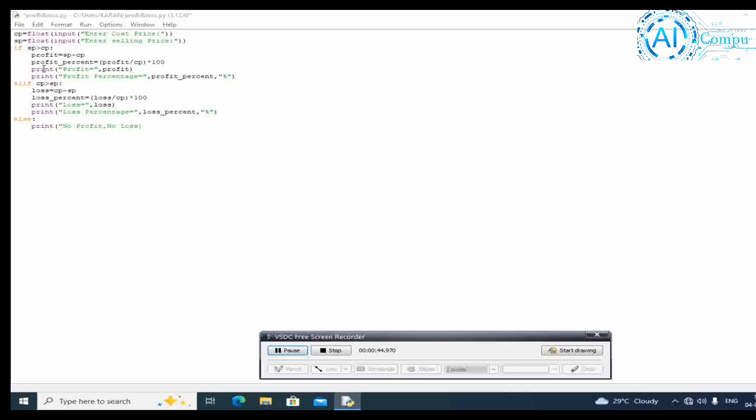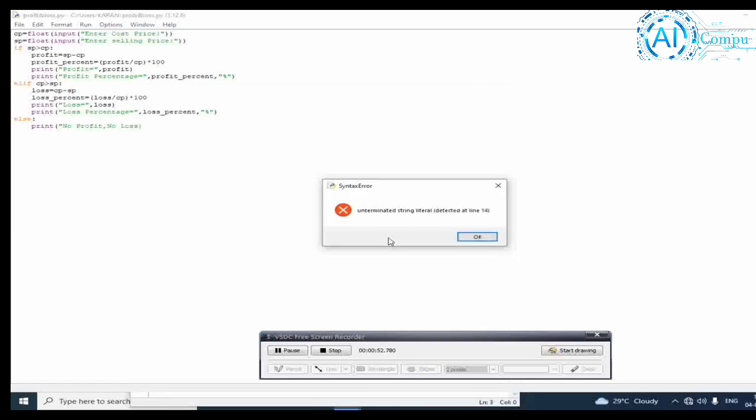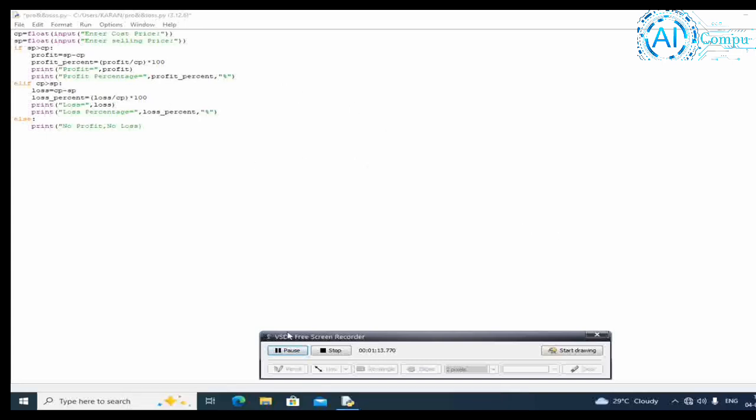So first run it, see if any error occurs or it will simply run. Just run it. Okay, line number 14, unterminated string literal detected at line 14. You can also find the error yourself: pause the video and find why it is showing the error. Fine, so see, it was showing at line number 14.